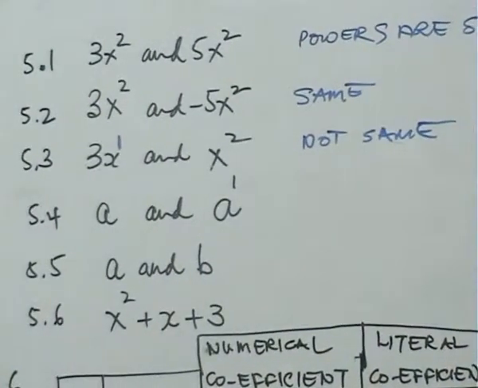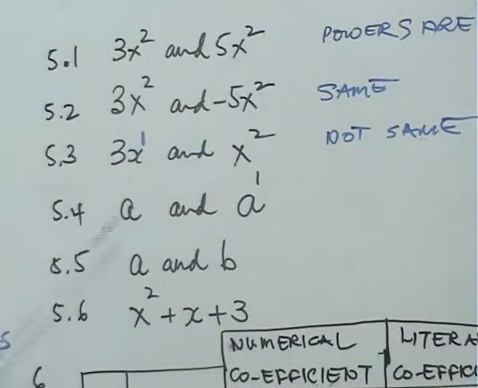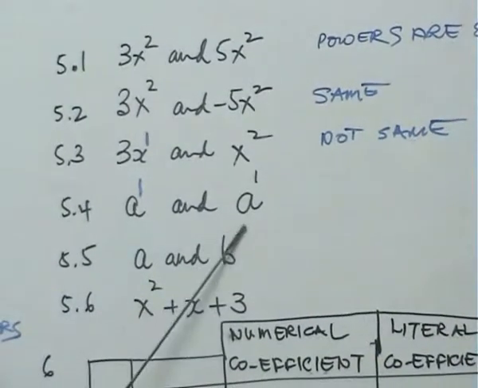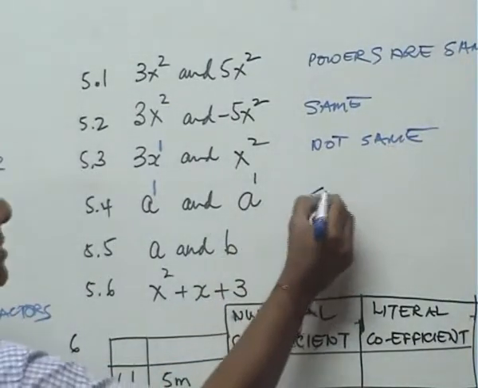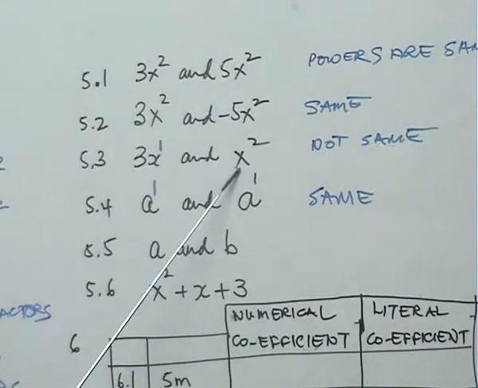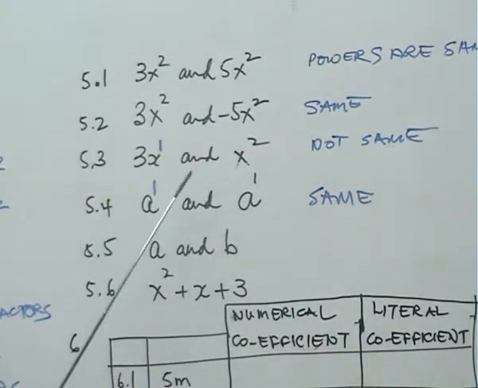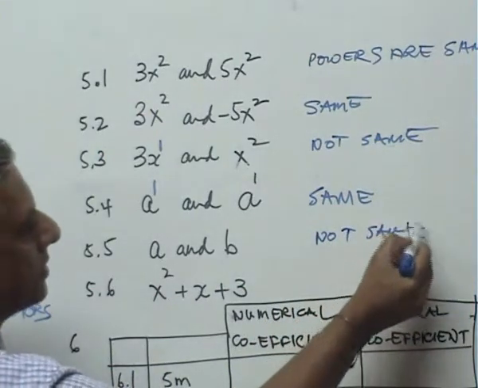5.4, the bases are the same, now we're checking the indices. There's no index here, but it is understood to be 1. Clearly, the bases are the same, the indices are the same, therefore, these powers are the same. You see, two things have to be equal. The bases have to be equal, and the indices have to be equal. So you see here, the bases were the same, but the indices were not equal. That's why it's not the same. But here, the bases are the same, indices are the same, therefore they're the same. Clearly in 5.5 the bases are different, therefore it's not the same.